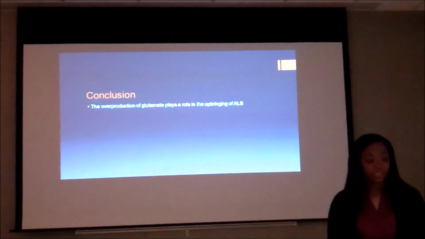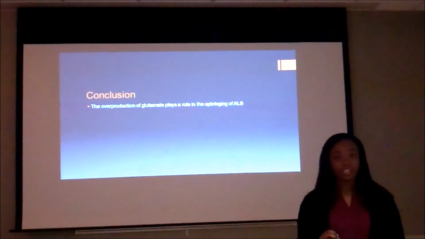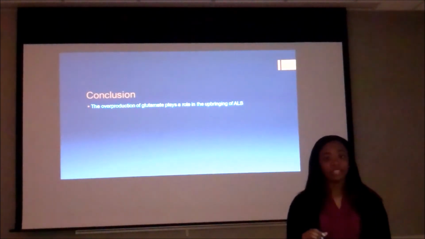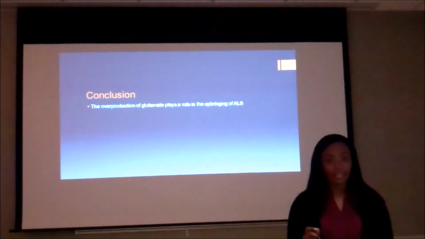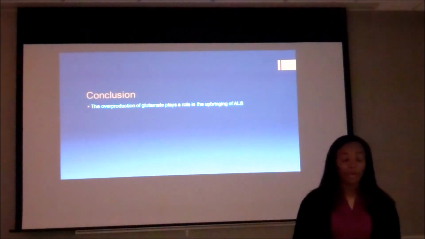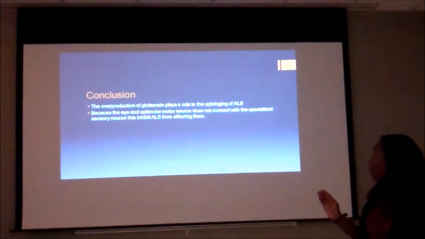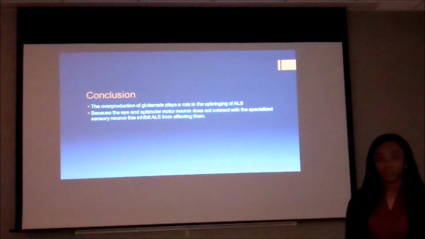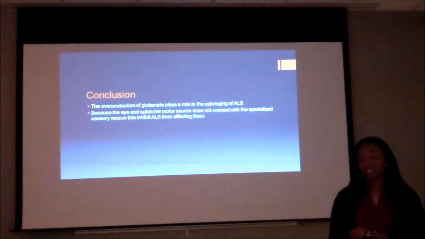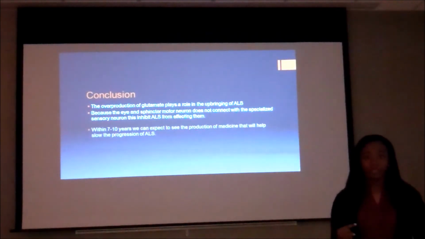And so the conclusion is the overall production of glutamate plays a very important factor in the ALS disease. And because the eye and sphincter motor neuron does not connect with the special sensorized neurons, this inhibits the ALS from affecting the muscles in the eye.